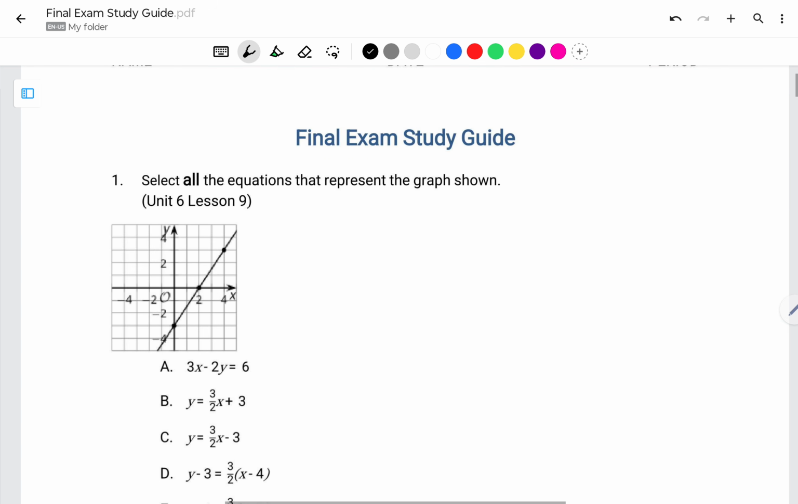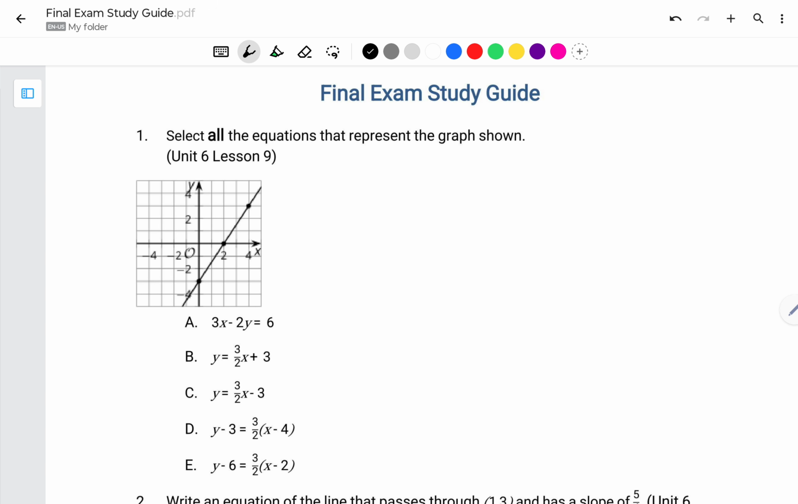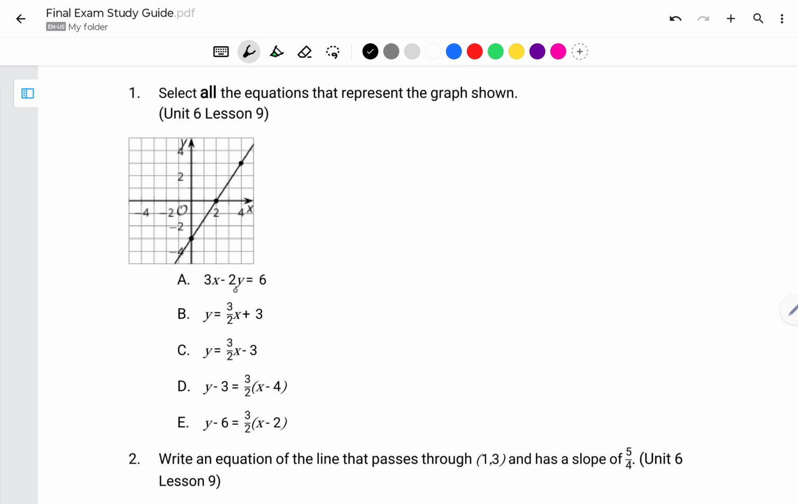So it says select all the equations that represent the graph shown. We have this graph right here, where on this graph it represents a specific line. Okay, and then we have five different equations of a line.